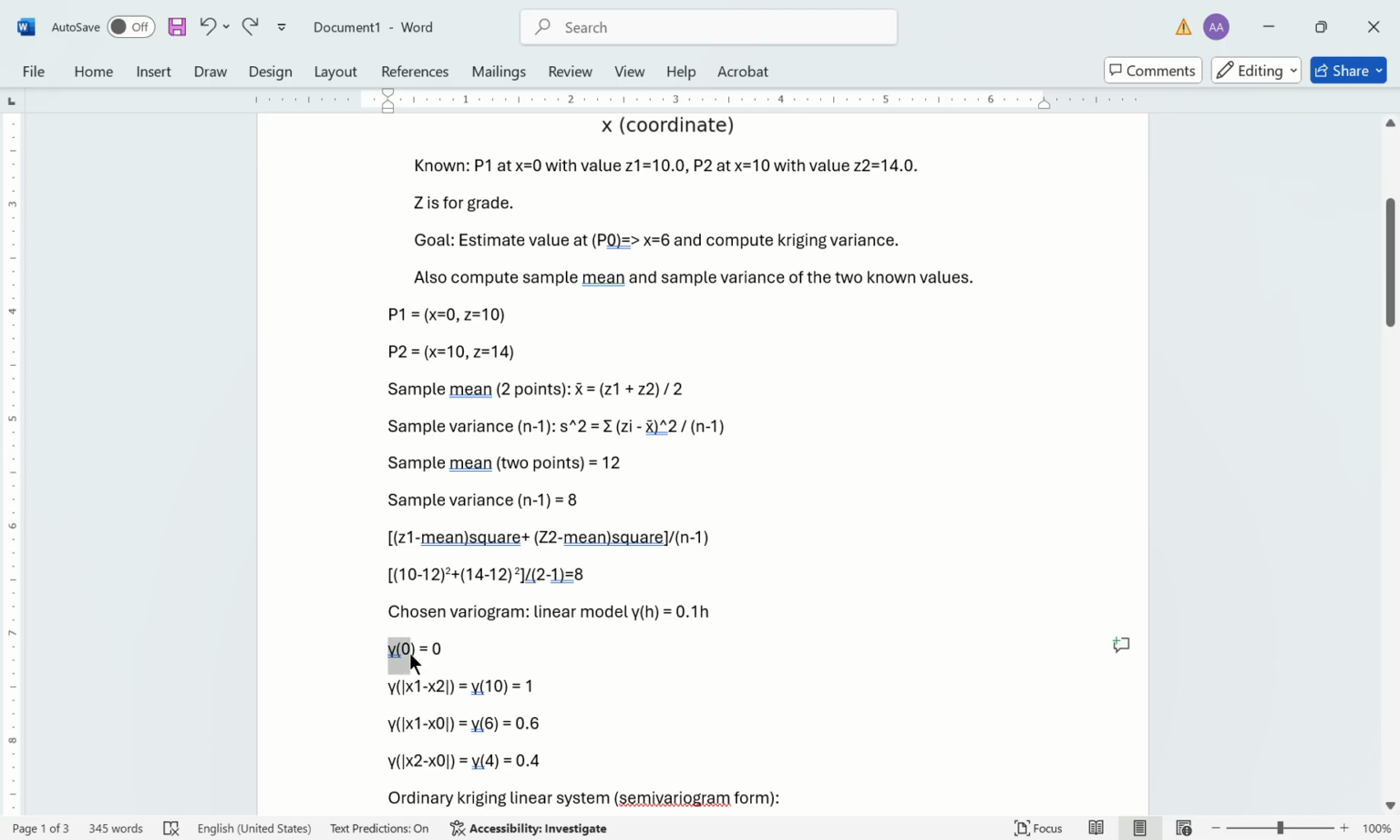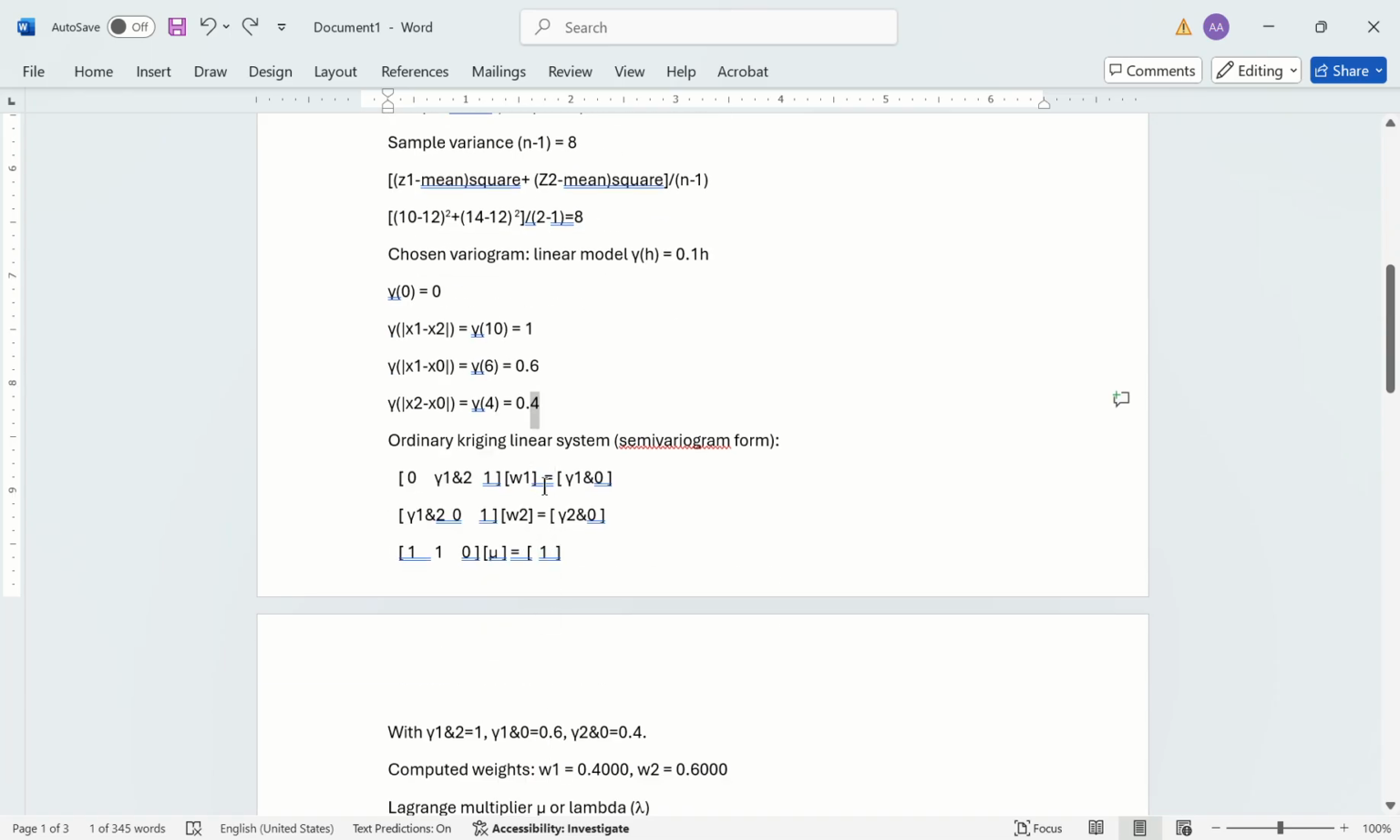So anyways, the semi-variance of a point with itself, the variance, is 0. Between point 1 and point 2, it is 1. How? We will see it shortly. Then between point 1 and point 0, which is our point of interest, it is 0.6, and between point 2 and point 0, it is 0.4.